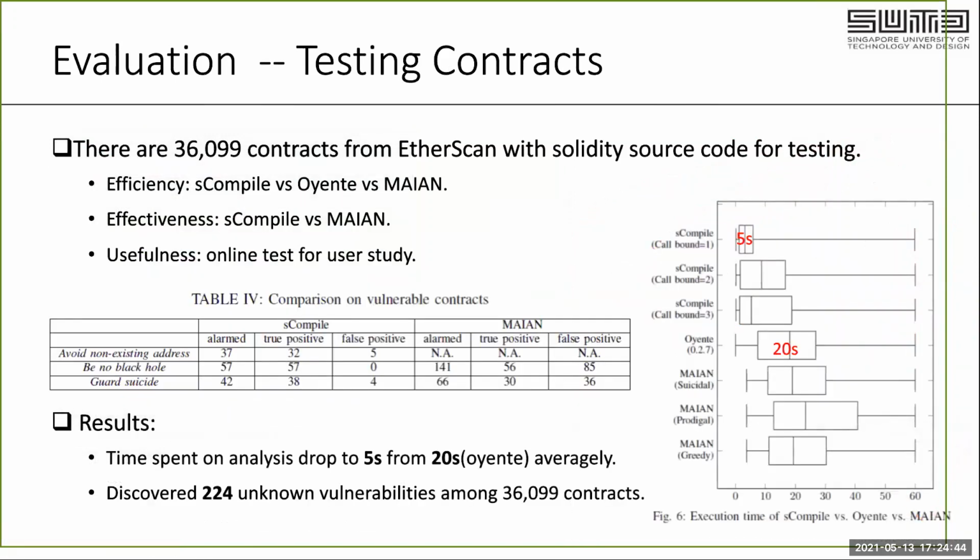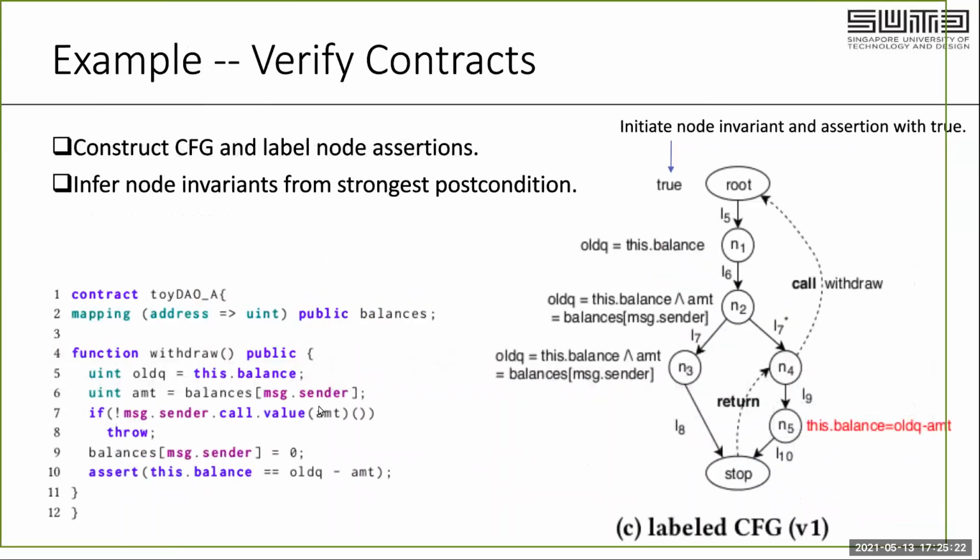Here is the evaluation. It is conducted on 36,000 contracts, and we mainly concentrate on the efficiency and the usefulness of our tool. The execution time demonstrates the efficiency of the tool, and the execution time for a contract dropped to 5 seconds from 20 seconds. At the same time, we also have a remarkable performance. We newly discovered 224 unknown vulnerabilities among these contracts. So the first part is to test the contracts against predefined properties from already known attacks.